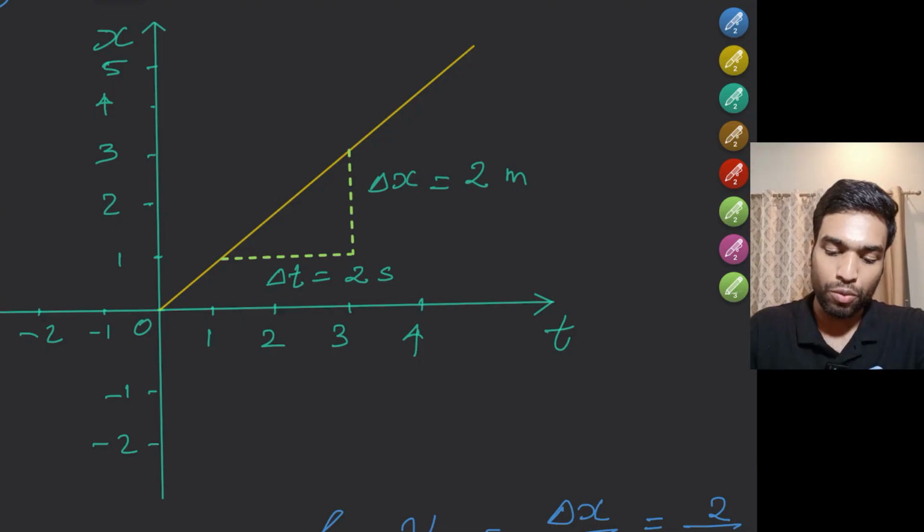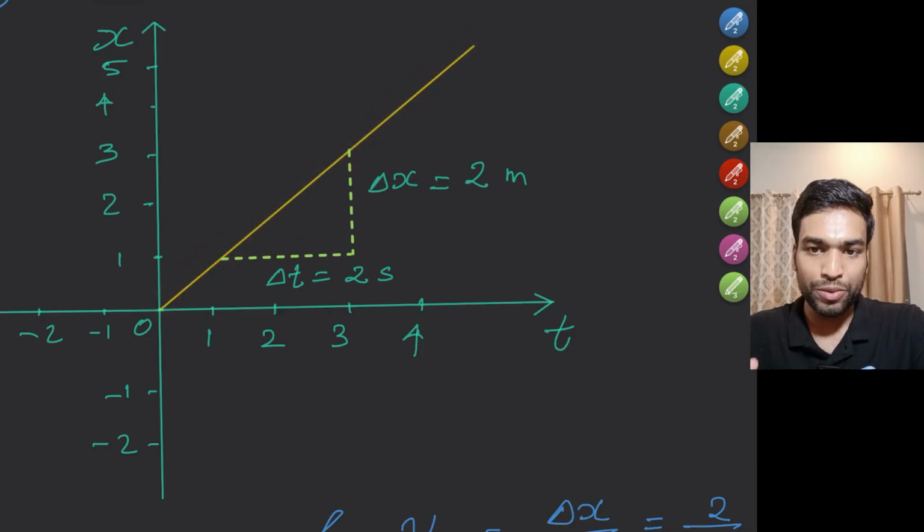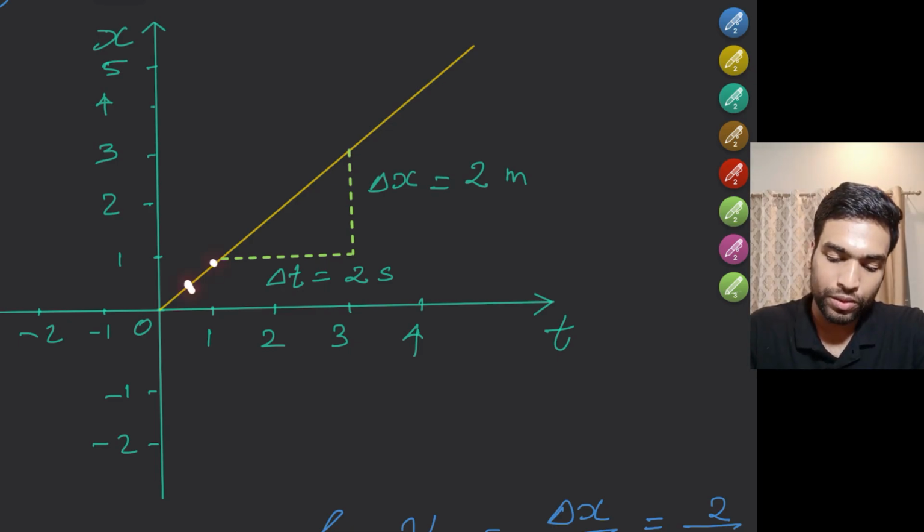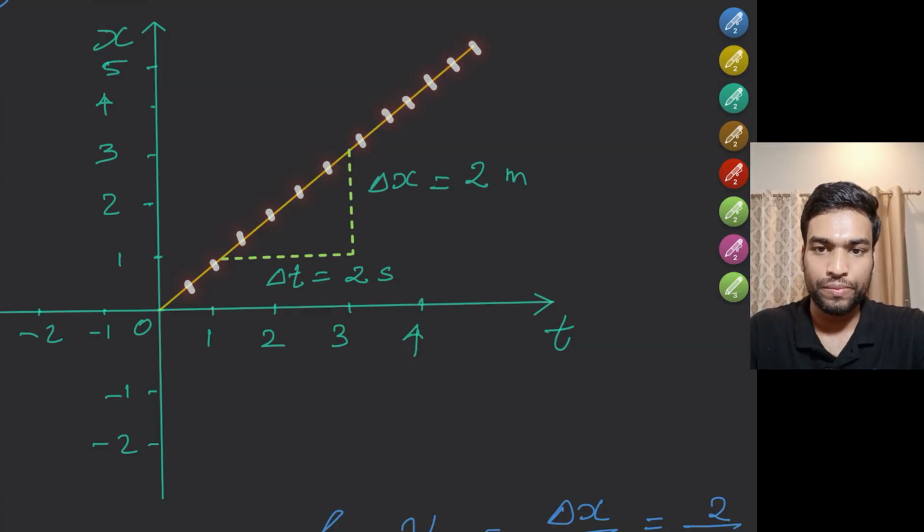Such a kind of motion in which position is linearly varying with respect to time is known as uniform motion. Got it? In this motion, the slope of the x-t plot is constant. That means the velocity is constant. Therefore, it is known as uniform motion.